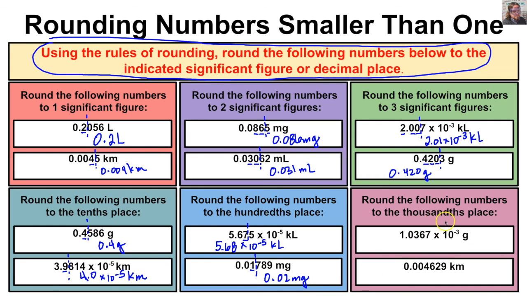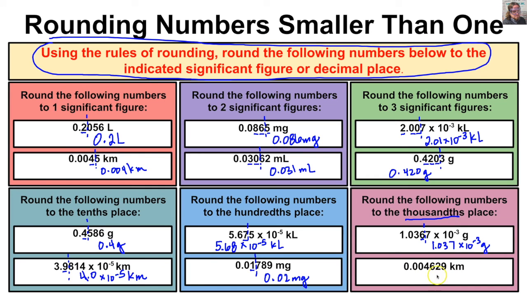What about right here? We want to round the following numbers to the thousandths place. Where's the thousandths place? Here's the tenths, the hundredths, and here's the thousandths place. So what we have to do is look one past our thousandths place, and it is a 7. This 7 is going to raise this 6 up to a 7 for 1.037 times 10 to the negative third grams.